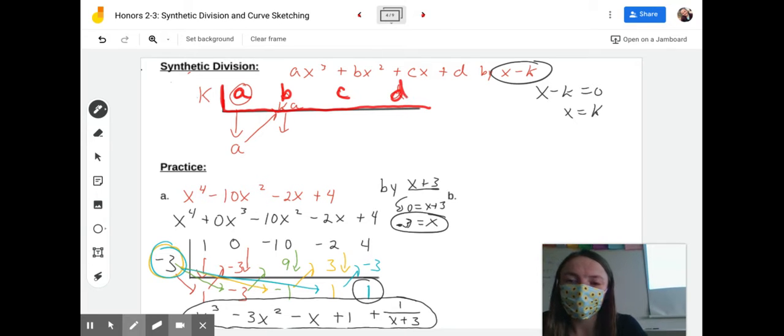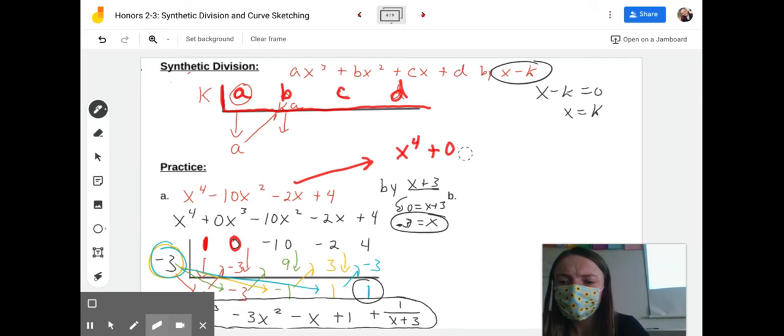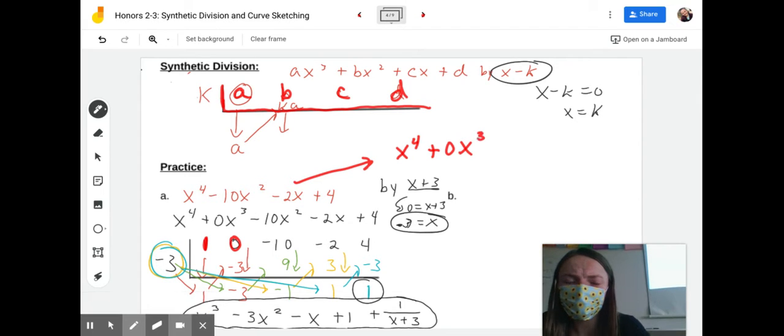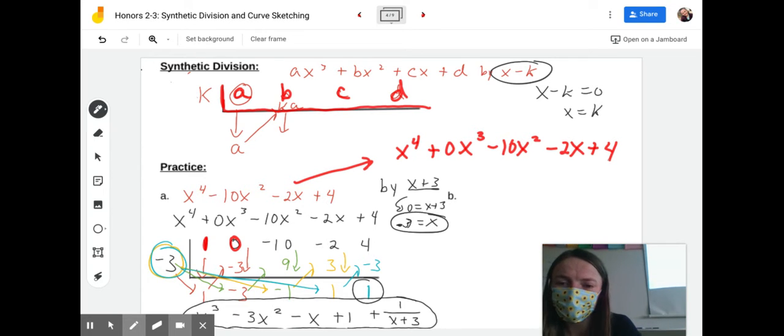So in the case of x to the fourth minus 10x minus 2x plus 4, you're going to put 1 for x to the 4th. You're going to put 0 for x cubed. Technically, what we did is we skipped a space. If we have x to the 4th, the space that we're missing is the cubed. So we're going to actually say plus 0x cubed. We want to make sure every single space is filled in, minus 10x squared, minus 2x plus 4.